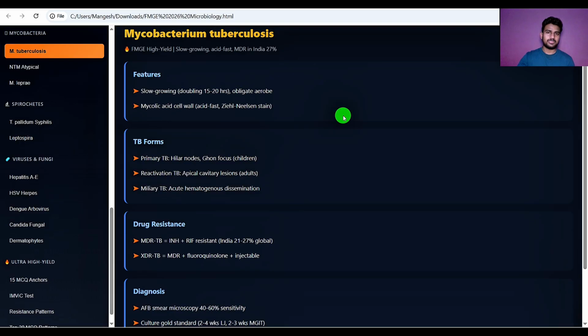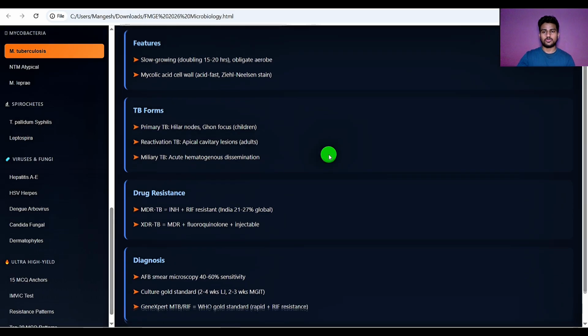This is something that will be mentioned in the question, like if it is a clinical question, they will mention what kind of organism it is, whether it is an obligate aerobe or anaerobe, and then they will ask you to recognize the organism, or to name the stain that is used to stain it. There is mycolic acid in the cell wall, so that's why it is an acid fast bacilli, and Ziehl-Neelsen stain is what we use for it.